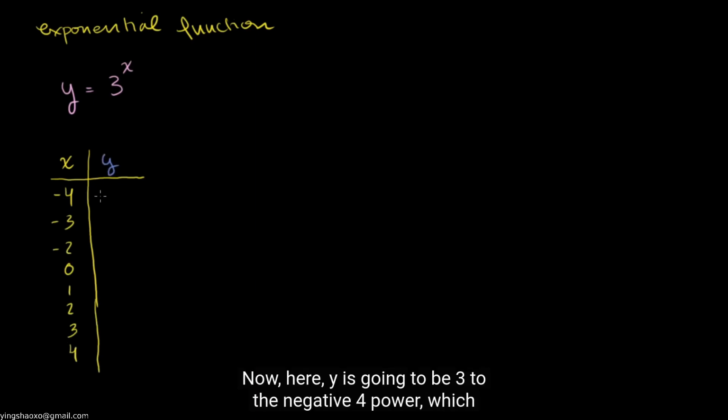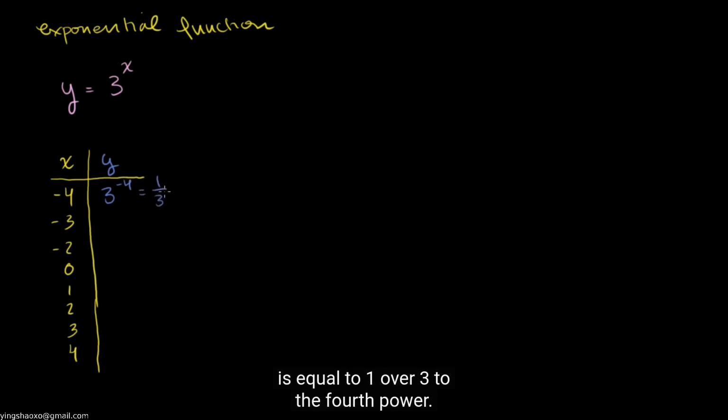Now, here y is going to be 3 to the -4 power, which is equal to 1 over 3 to the 4th power. 3 to the third is 27, times 3 again is 81. So this is equal to 1 over 81. When x is equal to -3, y is 3 to the -3 power.